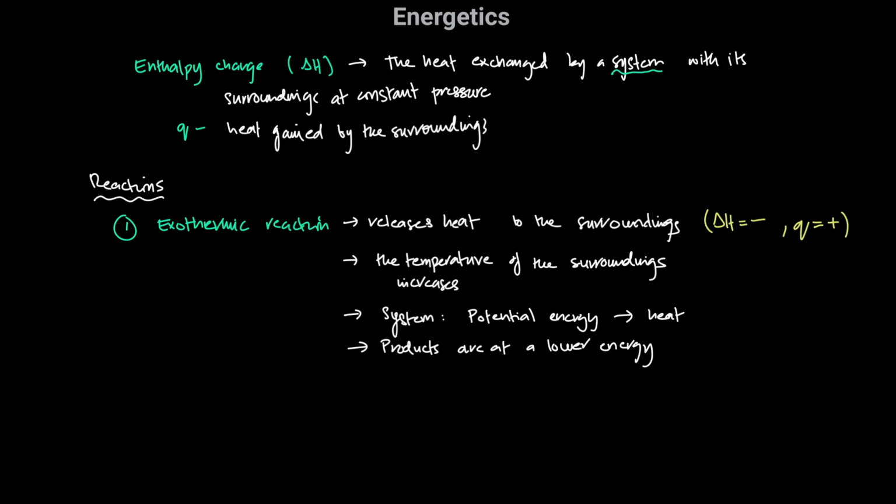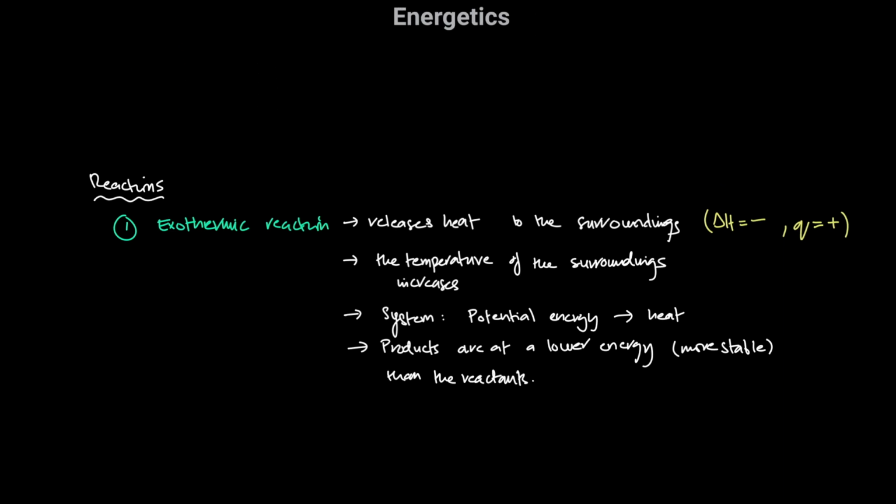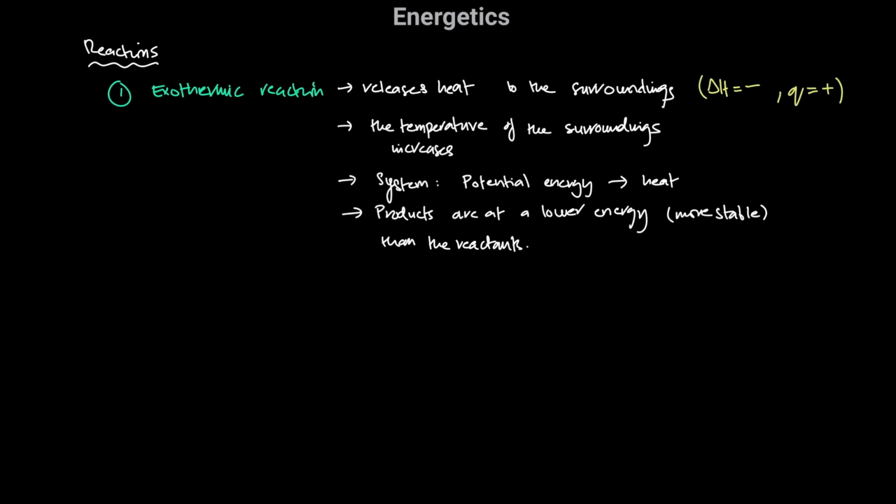So for an exothermic reaction, the products are at a lower energy than the reactants, which means that the products are more stable than the reactants. So in an exothermic reaction, the potential energy of the system decreases, because potential energy from the system is lost to the surroundings. In other words, the system is now more stable than it previously was.